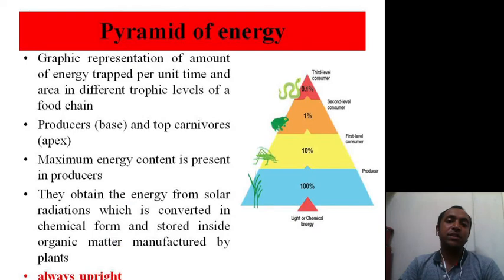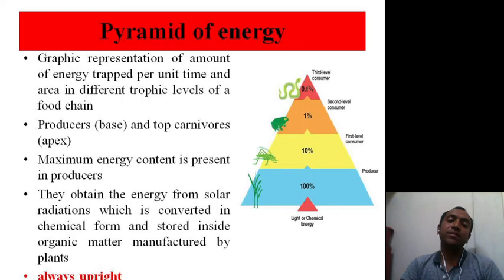Now let us see the last one, that is the pyramid of energy. Here is the graphical representation of the amount of energy trapped per unit time and area in different trophic levels of a food chain. Now in the figure towards your right, the primary producers are forming the base. What they do is fix the energy of sunlight and convert it into food material or other substances. Now suppose a plant is trapping 100% of the energy. From that 100%, only 10% will be transferred to the next trophic level, which is the grasshopper in this case. From grasshopper to frog, again 10% will be transferred, which is equivalent to 1%.